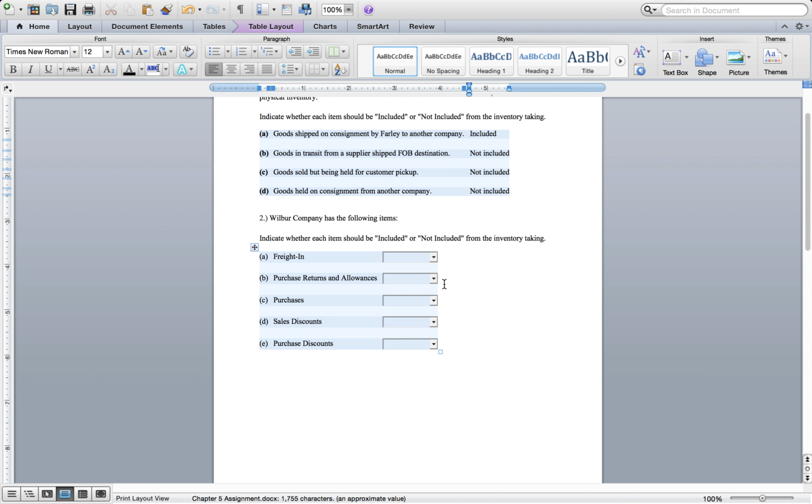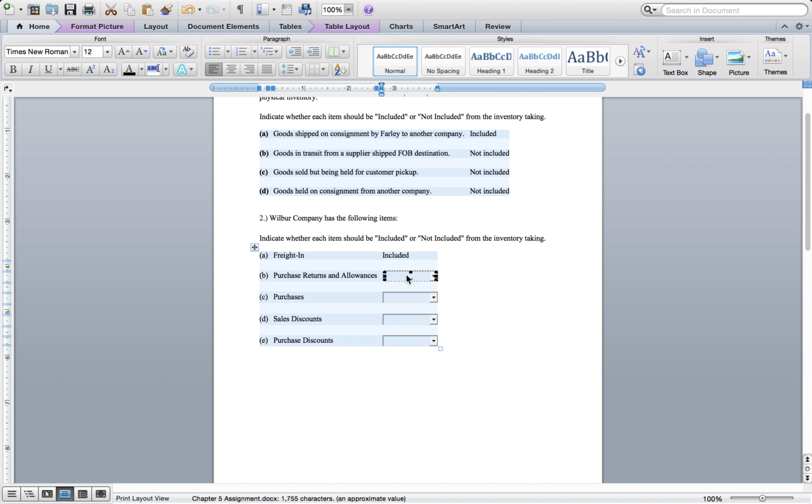Okay. Next one now. Wilbur Company has the following items. Indicate whether each item should be included or not included in inventory taken. Okay. So the first one, freight. That would be included. So remember class, for the inventory taken, you want to include all the items you need to acquire the goods and what cost you need to prepare for the goods to be sold.